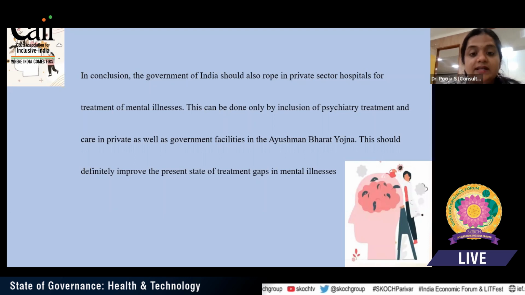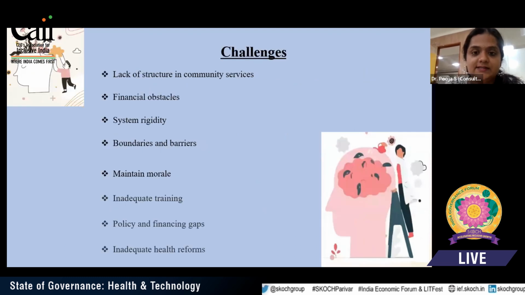In conclusion, the Government of India should also rope in the private sector hospitals for the treatment of mental illness. This can be done only by inclusion of the psychiatric treatment and care in the private as well as the government facilities in Ayushman Bharat Yojana. This should definitely improve the present state of the treatment gaps in mental illness.